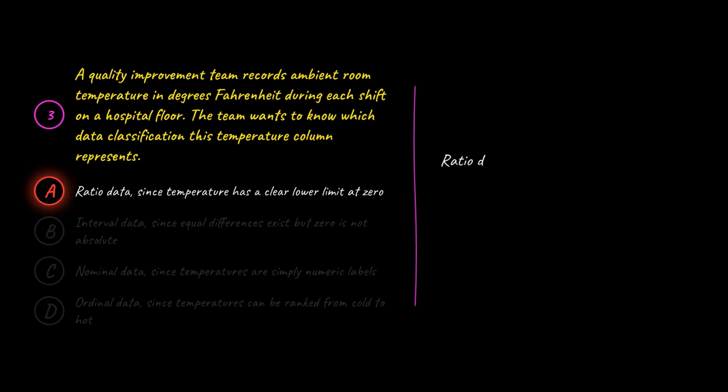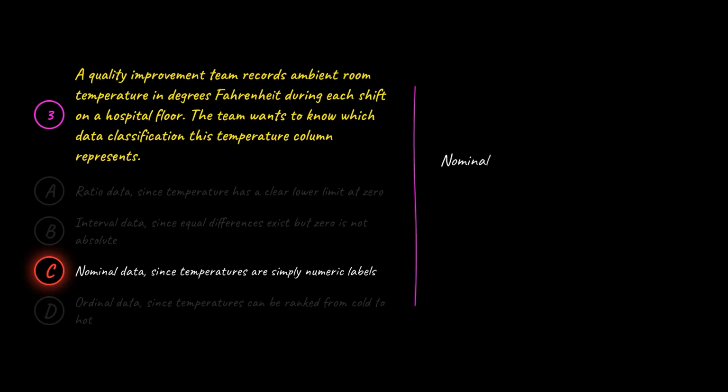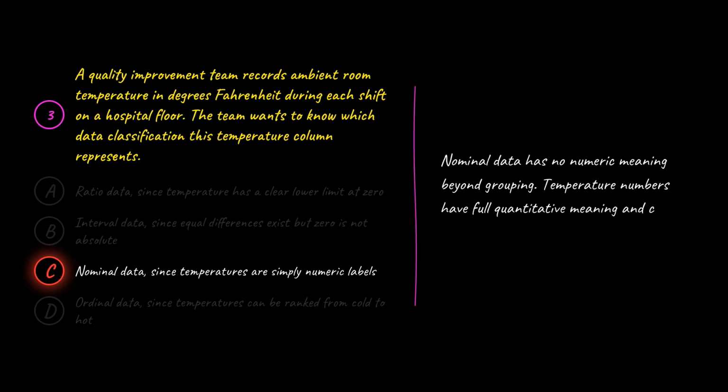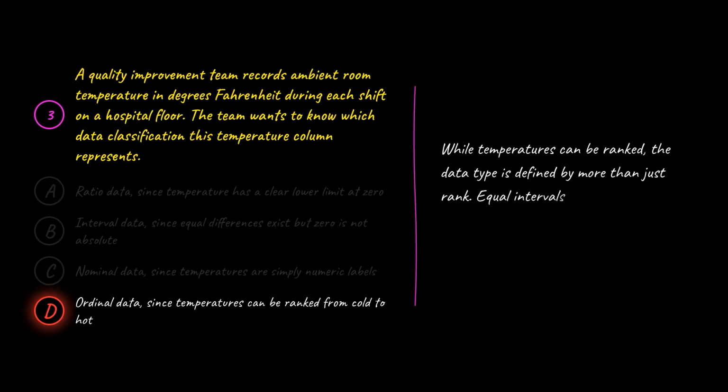A is wrong because ratio data requires a true 0 that represents none of the quantity. 0 degrees Fahrenheit does not mean no temperature, so the scale cannot be ratio. C is wrong because nominal data has no numeric meaning beyond grouping. Temperature numbers have full quantitative meaning and can be added or averaged. D is wrong because while temperatures can be ranked, the data type is defined by more than just rank. Equal intervals and arithmetic operations make the data interval rather than ordinal.